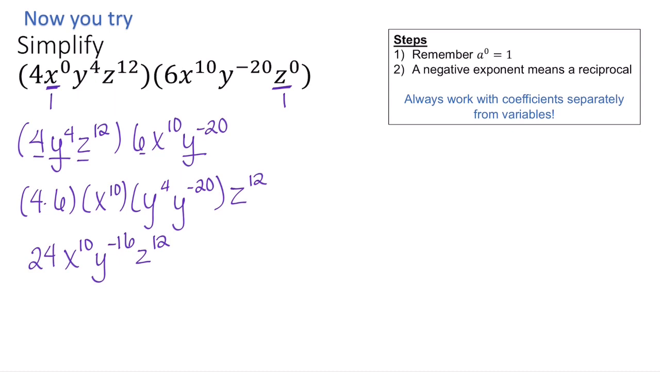Okay, so remember when I rewrite this, that the y to the negative 16th is telling me it's in the wrong place. So I'm going to go ahead and move it to the denominator. So I'm going to rewrite this as 24x to the 10th, z to the 12th. All the positive exponents are going to stay where they're at, and I'm moving that negative to the denominator.